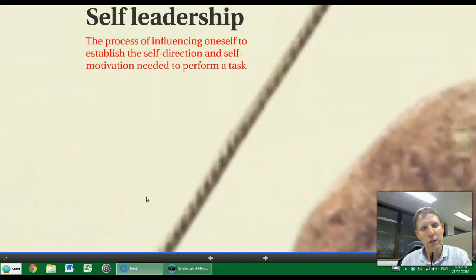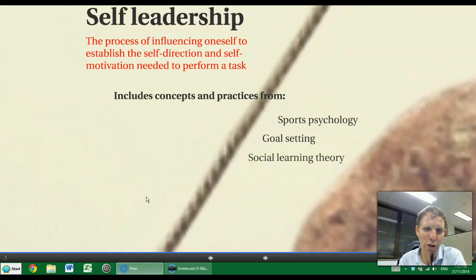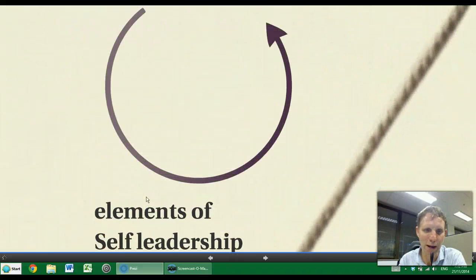Now finally, let's turn to the issue of self-leadership, which is the process of helping oneself to improve one's motivation needed in performing tasks. And this area includes some concepts from sports psychology, from the science of goal setting and social learning theory. The textbook gives a little bit more detail on that, which is worth reading.